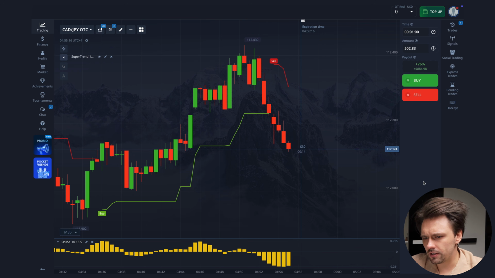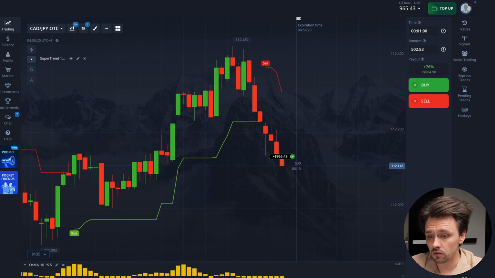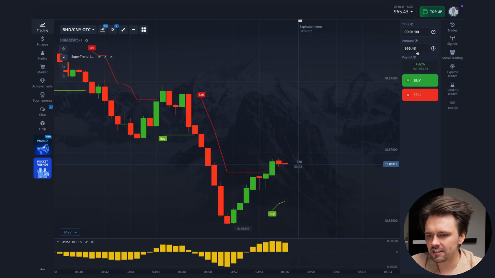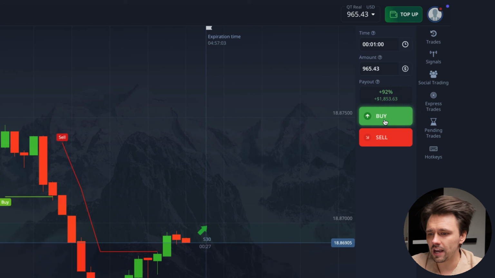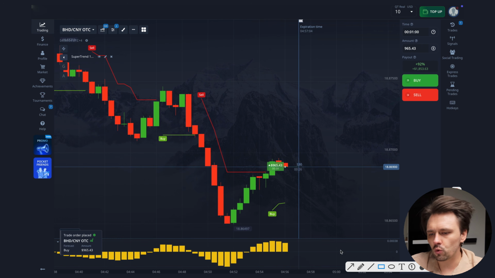So we're waiting for the trade to close, which closes at $965, and I'm quite satisfied, so I continue. For the next trade, I forecast a price rise. I'm opening to the upside for $965. Before my entry, the market was falling heavily.